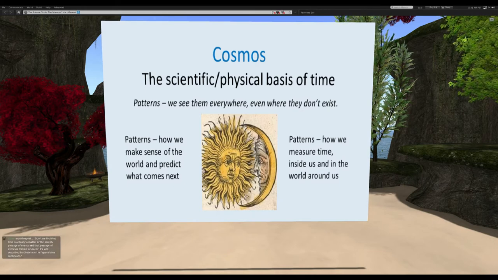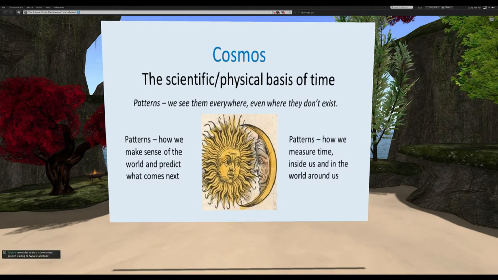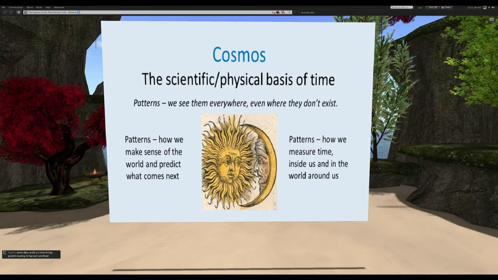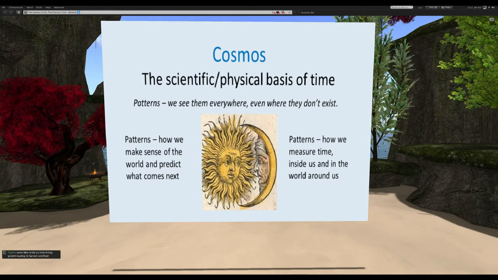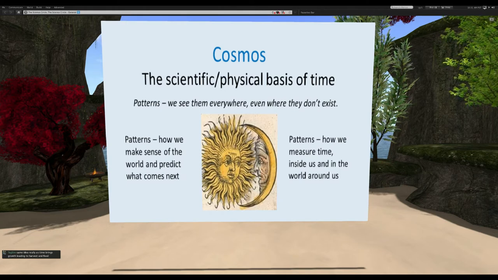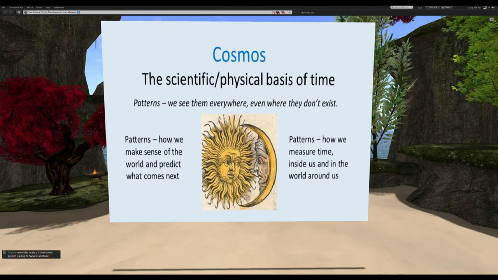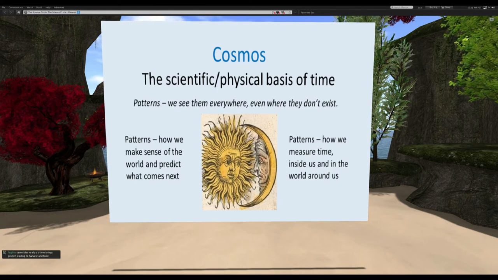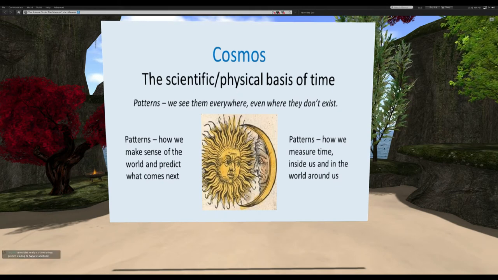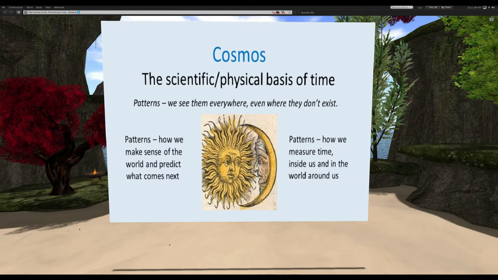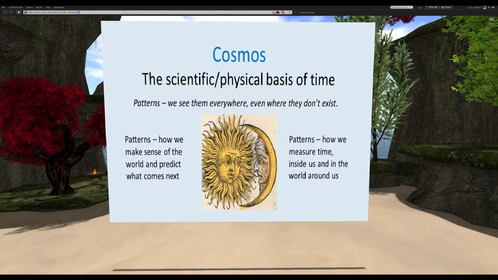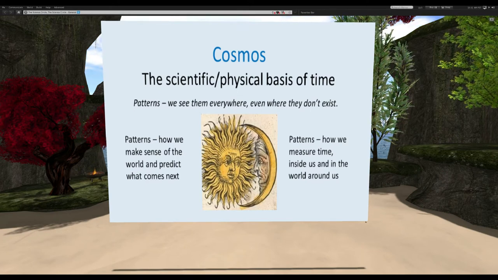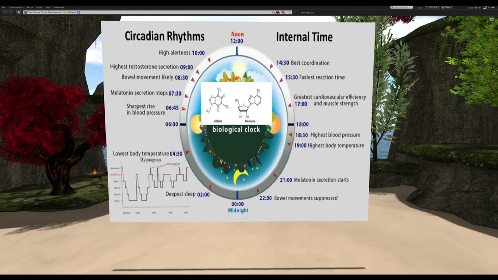One of the things that we're really good at, and that is required for survival, is seeing patterns. We have to be able to see patterns to know where food is, to know places that you want to avoid, or what might happen when we encounter others. So we look for patterns even when they don't exist. It's how we make sense of the world and predict what's coming next, which helps our survival. It's also how we measure time. We see patterns sometimes where they exist, sometimes where they don't. So let's take a look at how we measured time and what was behind it.